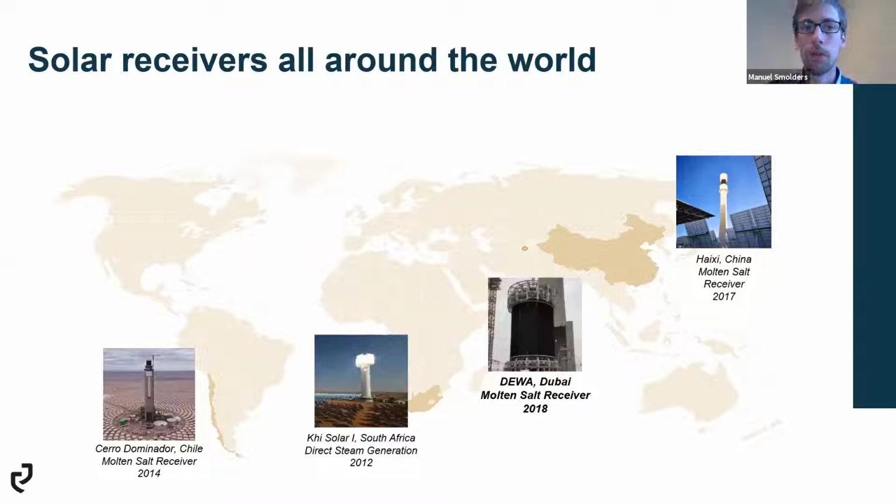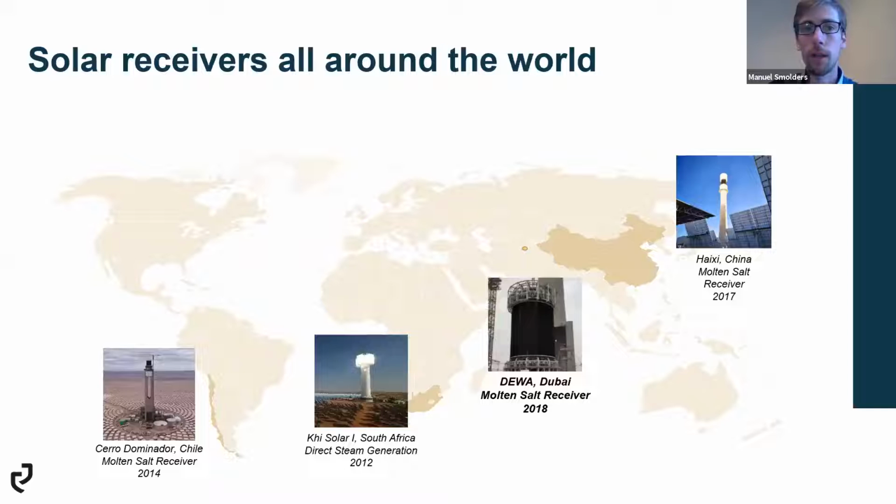Then, because of the need to reach a long duration storage and be able to produce electricity 24/7, our team developed and provided a molten salt solar receiver to equip the solar plant Cerro Dominador in Chile, 110 megawatts. This project has been delayed and restarted recently. We are now reaching the end of the construction phase.